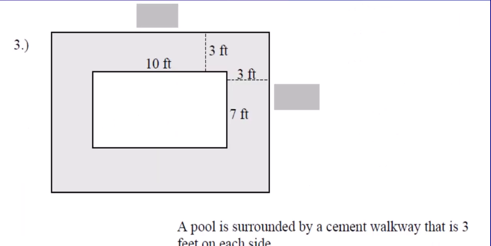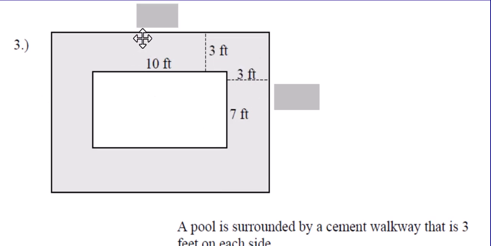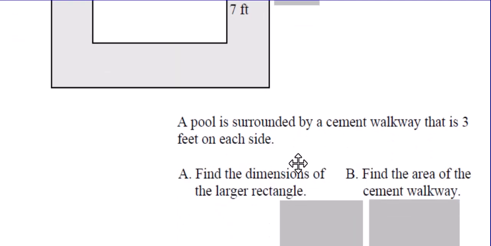All right, question number 3. So this one is going to be a little bit harder for us. So it says a pool is surrounded by a cement walkway that is 3 feet on each side. So what you notice is missing on your paper is the dimensions on the outside, but we do know that the width on each side for this walkway is 3 feet.